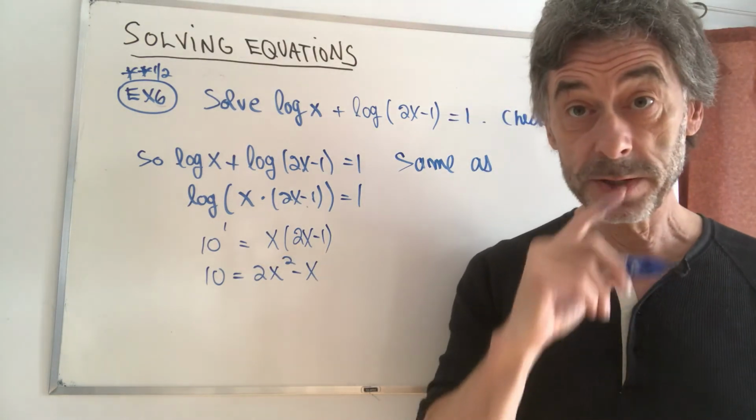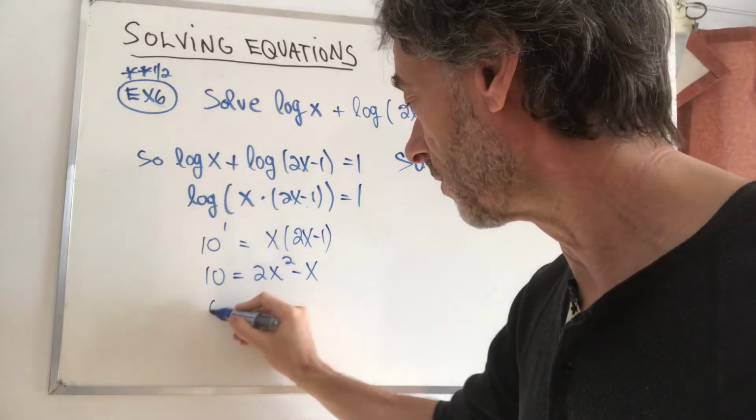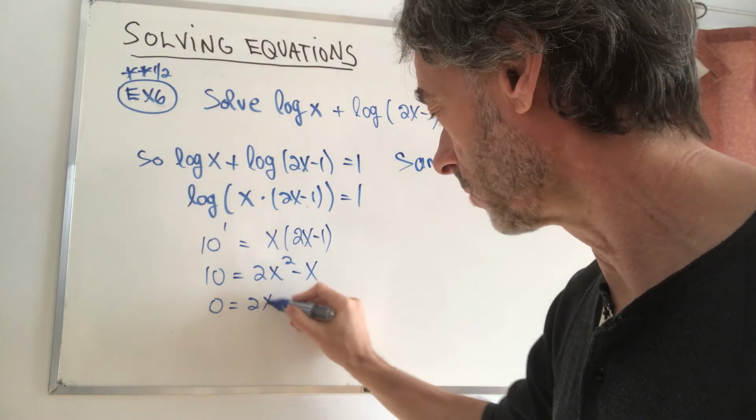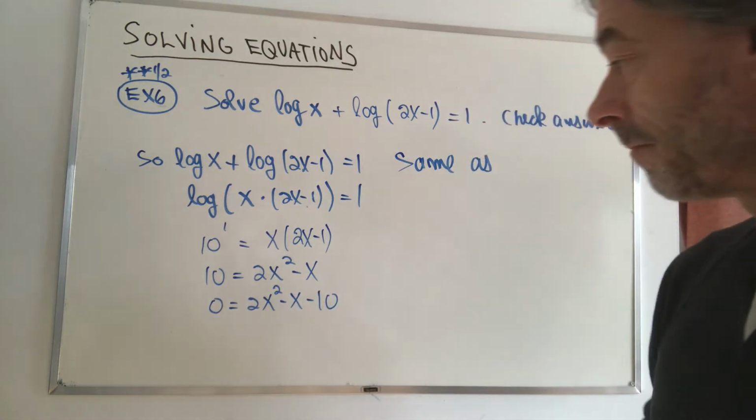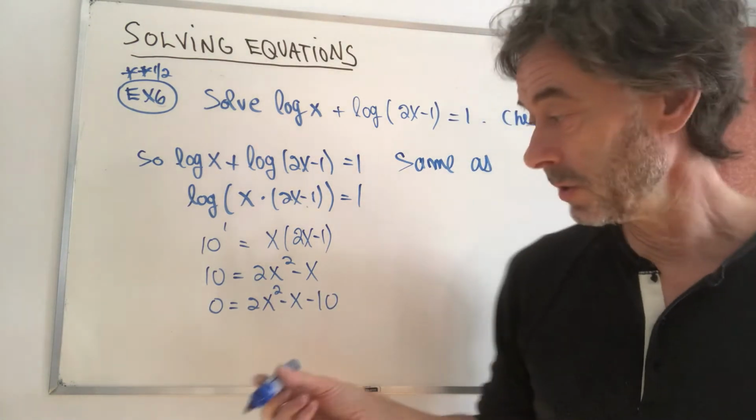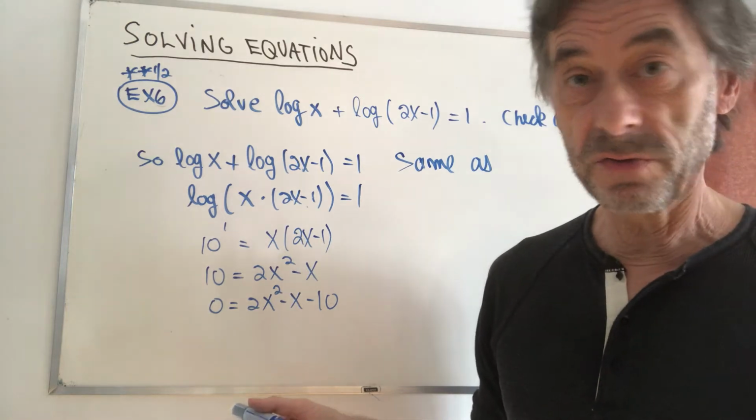Well, a quadratic equation, an x squared. So let's bring everything to one side. We know how to solve this. 2x squared minus x minus 10. And now you have options. You can actually use the quadratic formula, or you can try to factor.